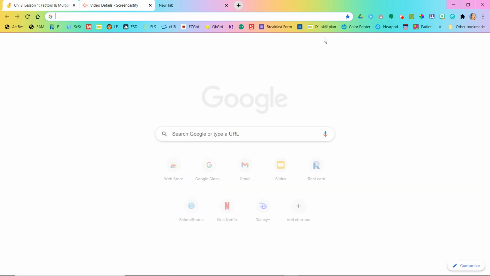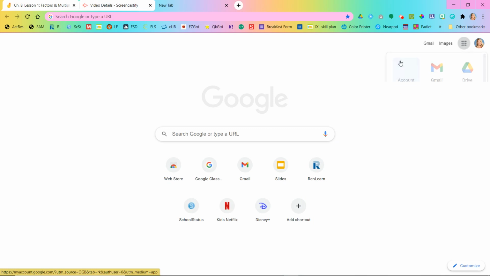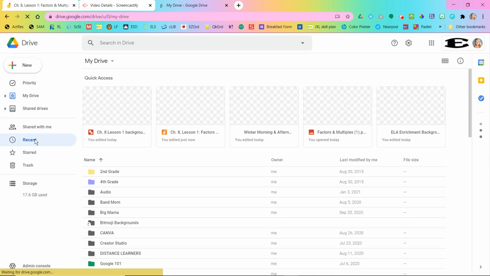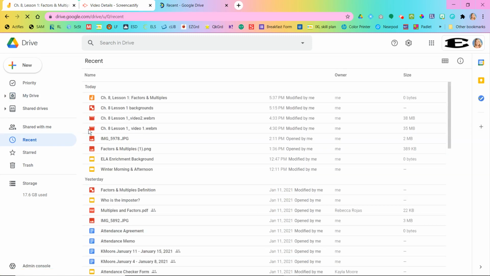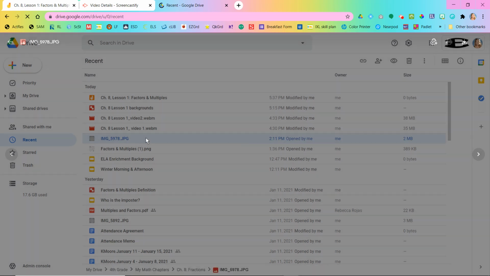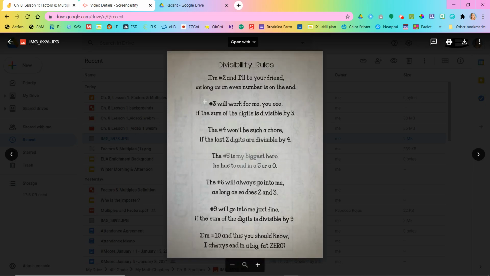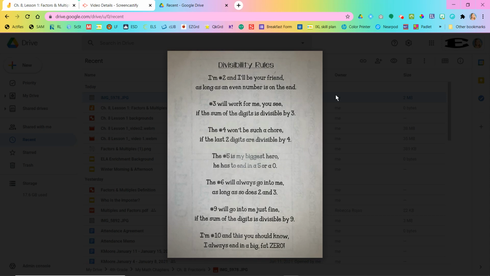All right, and before I log off, let me just show you these divisibility rules. Like I said, I will post this to Google Classroom for you to look at. All right, these are our tricks. I won't bore you by reading these to you, but just an example, like number 2, we know a number is divisible by 2 if it's even. So it tells us I'm number 2 and I'll be your friend as long as an even number is on the end. So just some fun ways to help remember those tricks.